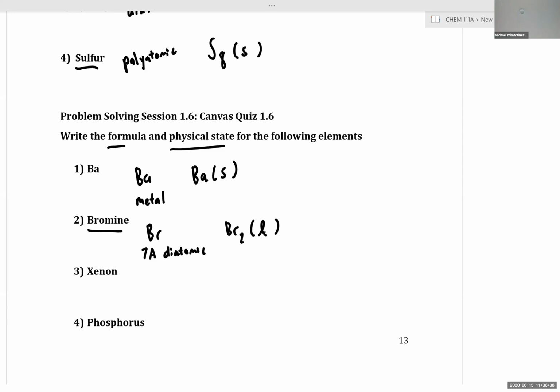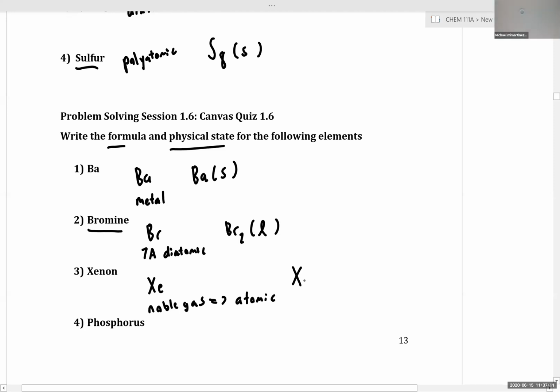Let's look at xenon next. So xenon, what is special about xenon? What's its group, and is it atomic, diatomic, or polyatomic? Xenon is a noble gas, and what does that tell us? Is it atomic, diatomic, or polyatomic? It's a noble gas, ergo it is. Noble gases are atomic, just a single atom. So we'd write it as Xe.